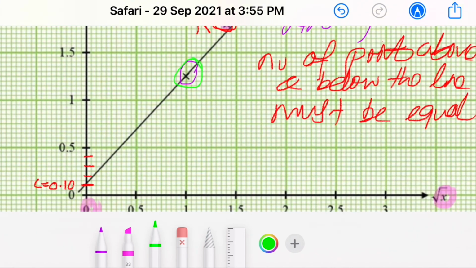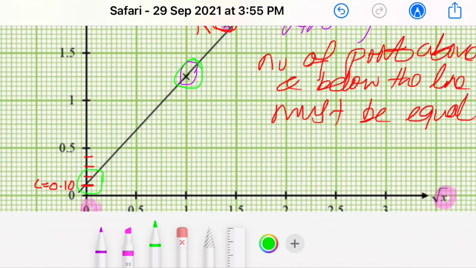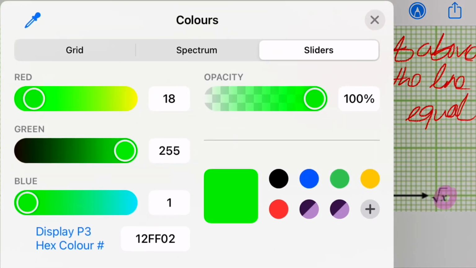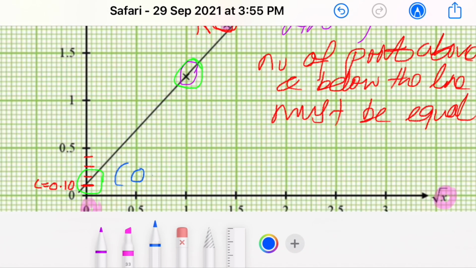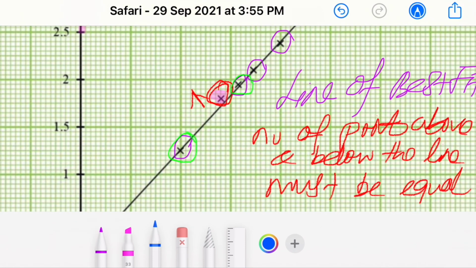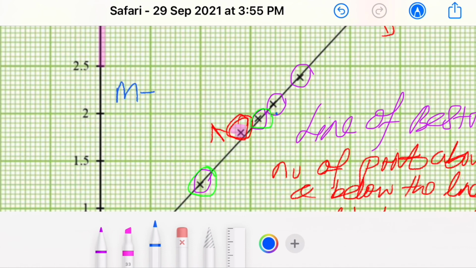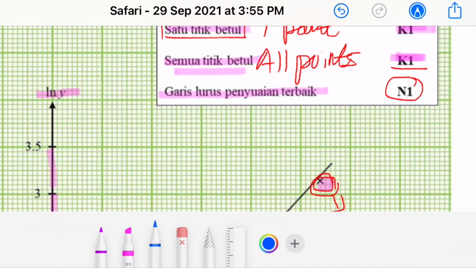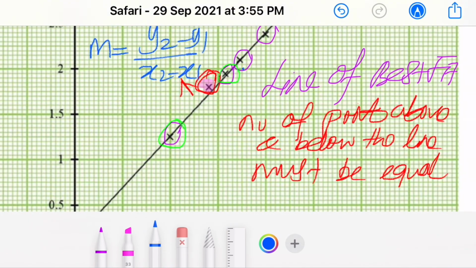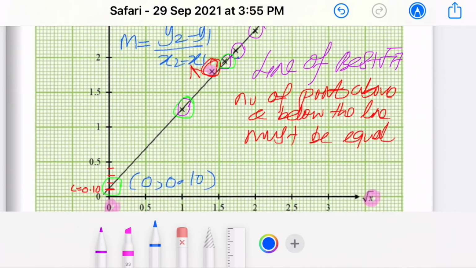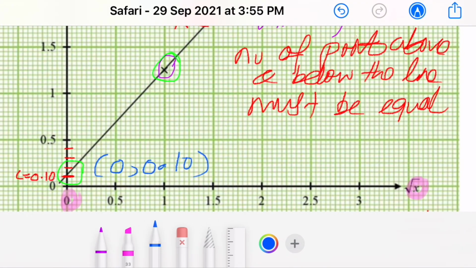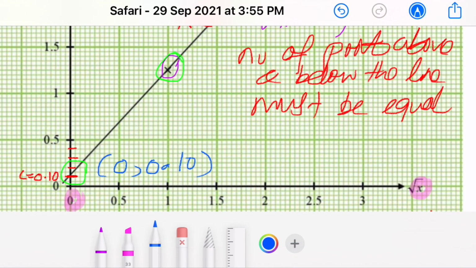Or you can use the y-intercept, which is 0 and then 0.10. This is C. So for the gradient, you must find it using y2 minus y1 over x2 minus x1, and show how you get the gradient from the points that lie on the line, right? That's all my sharing on drawing the line of best fit.